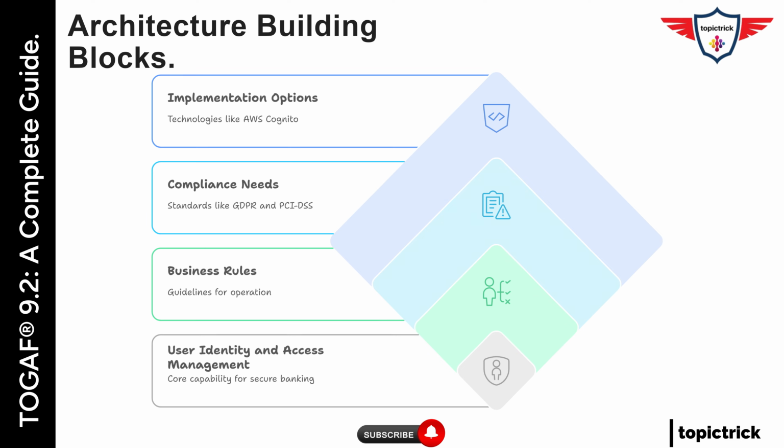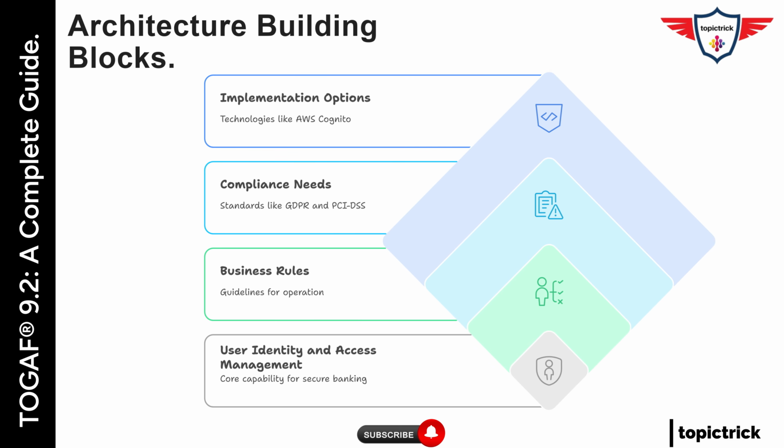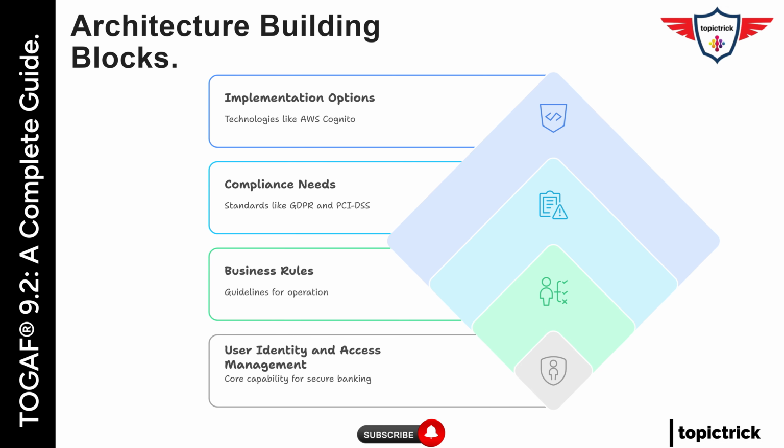For example, if you're designing a cloud-native banking platform, an ABB might describe the need for user identity and access management. It defines the capability the system must have, the business rules it must follow, and maybe even compliance needs like GDPR or PCI DSS. But it doesn't yet say whether you're using AWS Cognito, Azure AD, or something custom. That's where solution building blocks come in.